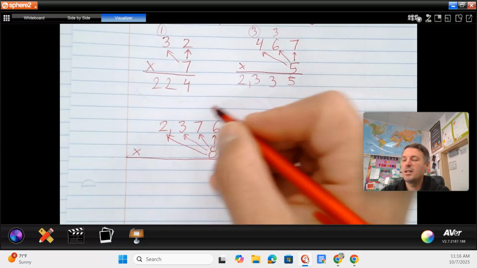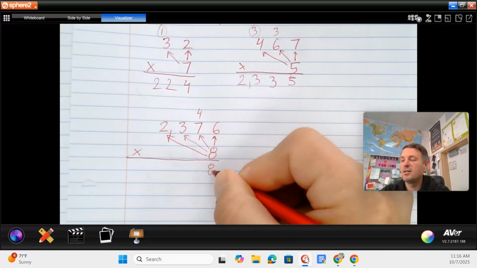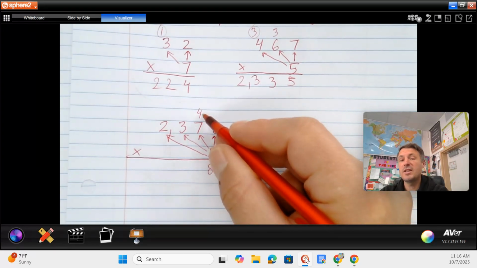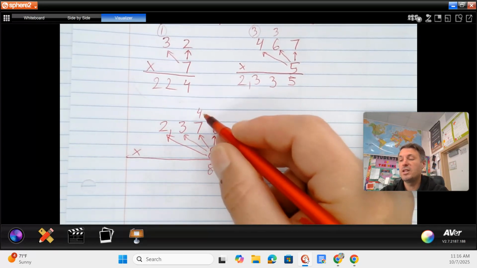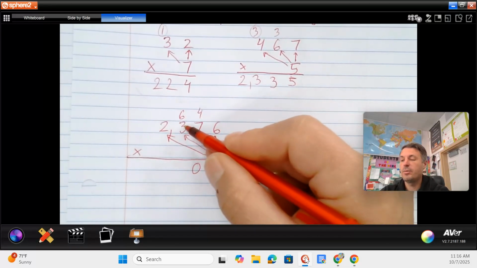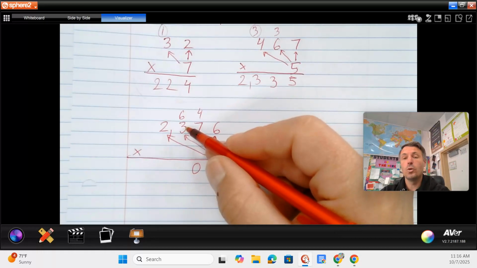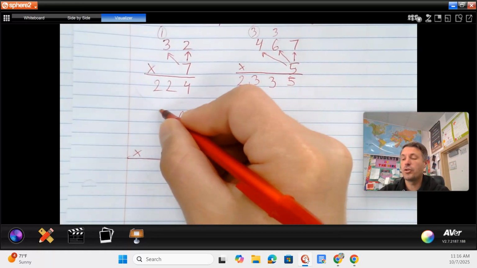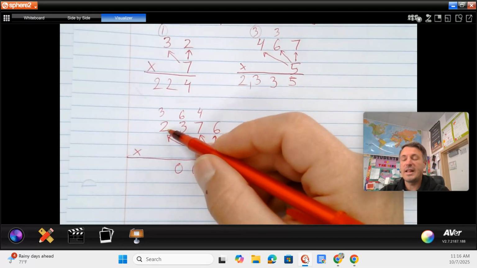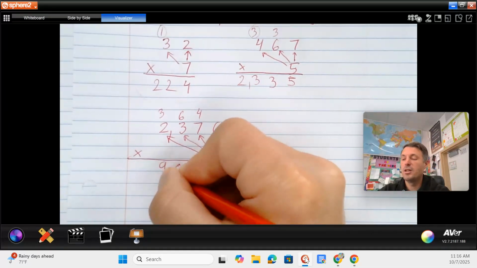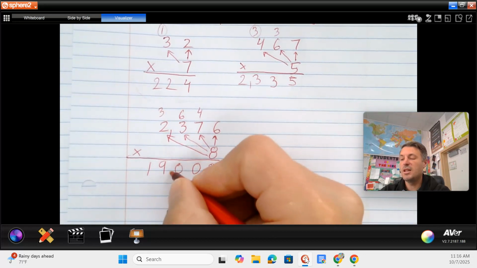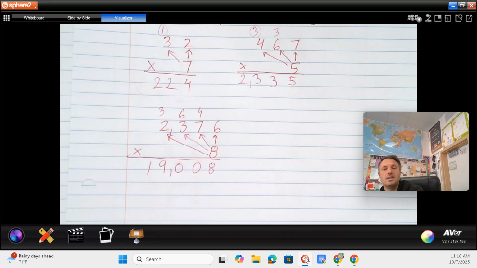So 8 times 6 is 48. Then we do 8 times 7. 8 times 7 is 56. We have to add the 4, and 56 plus 4 is 60. Then we do 8 times 3. That's 24, plus 6, that's 30. Then we do 8 times 2. That's 16, plus 3 is 19. So 2,376 times 8 is 19,008.